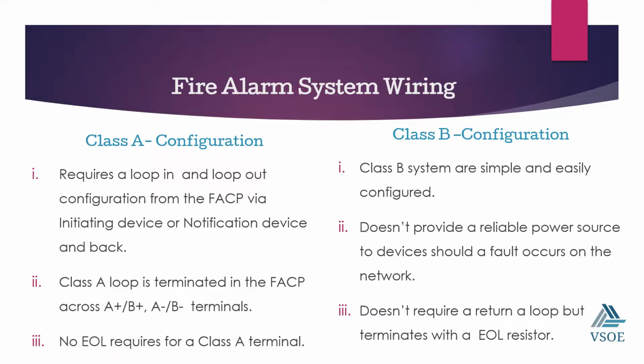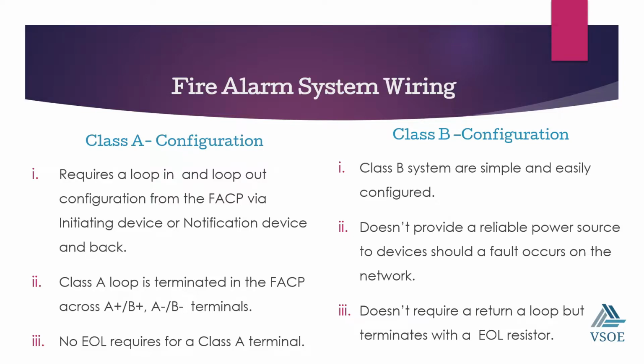All right, and then we do not utilize the EOL for a Class A, because what the EOL does is to ensure that the loop is actually closed, and it would have been closed by the closed loop. All right, so when you have a loop closing on the first and the second terminal of the fire alarm system, then it reduces the need for an EOL resistor.